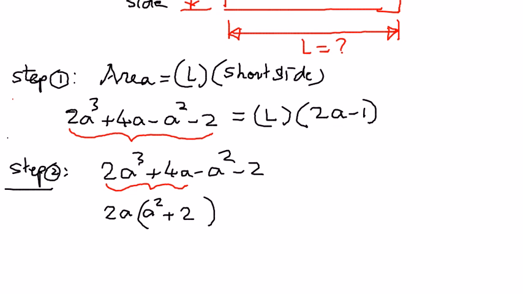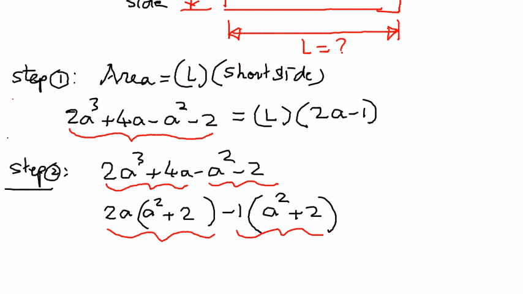So let us see whether we have written it correctly. 2a times a squared is 2a cubed. 2a times 2 is 4a. So we are on the right track. So we take the second part of the expression and say what is common between negative a squared and negative 2? Negative 1 is common. So if I were to pull out negative 1, what is left inside this set of parentheses? A squared plus 2.